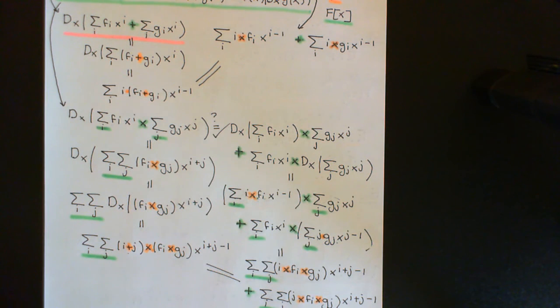Okay, so in an arbitrary ring of polynomials over an arbitrary field, if you take the derivative of the product of two polynomials, then that is the derivative of the first polynomial times the second polynomial unchanged, plus the first polynomial unchanged times the derivative of the second polynomial. The product rule does indeed hold true.